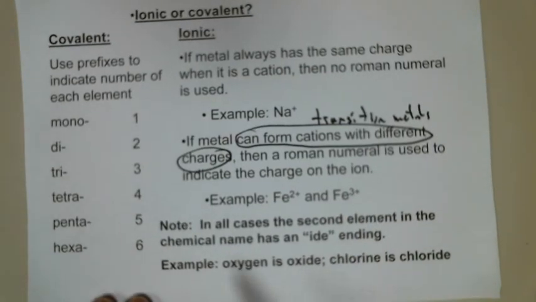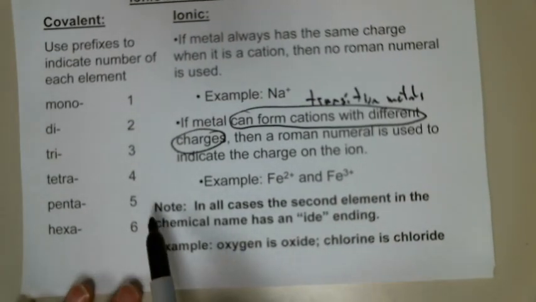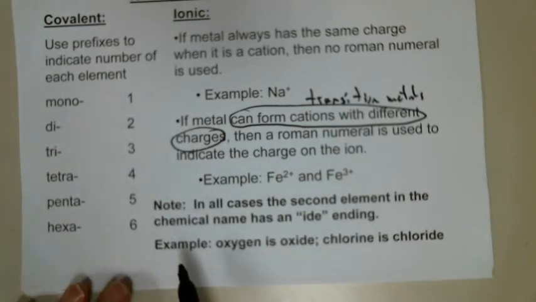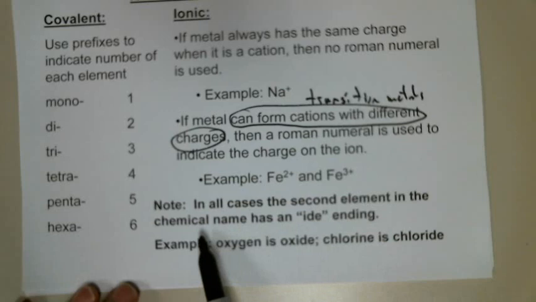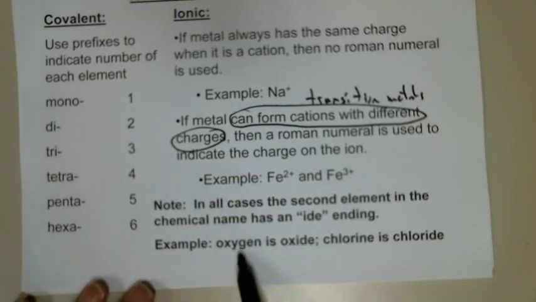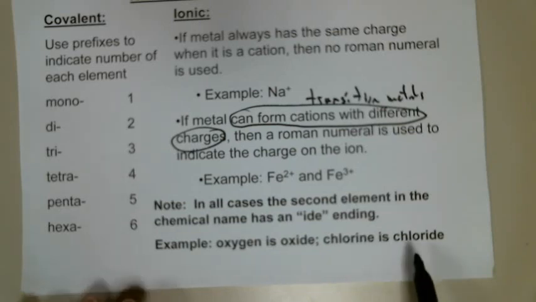And then this part is something that you'll just have to get used to. It's true for both covalent and ionic: the second element in the chemical name has an IDE ending. So if oxygen's the second element, you change it to oxide. If chlorine's the second element, you change it to chloride.